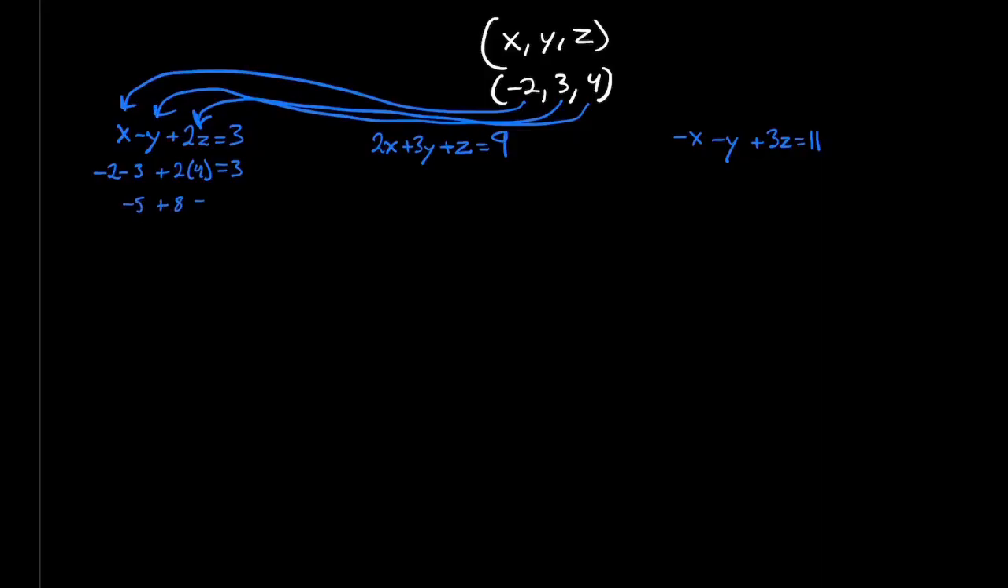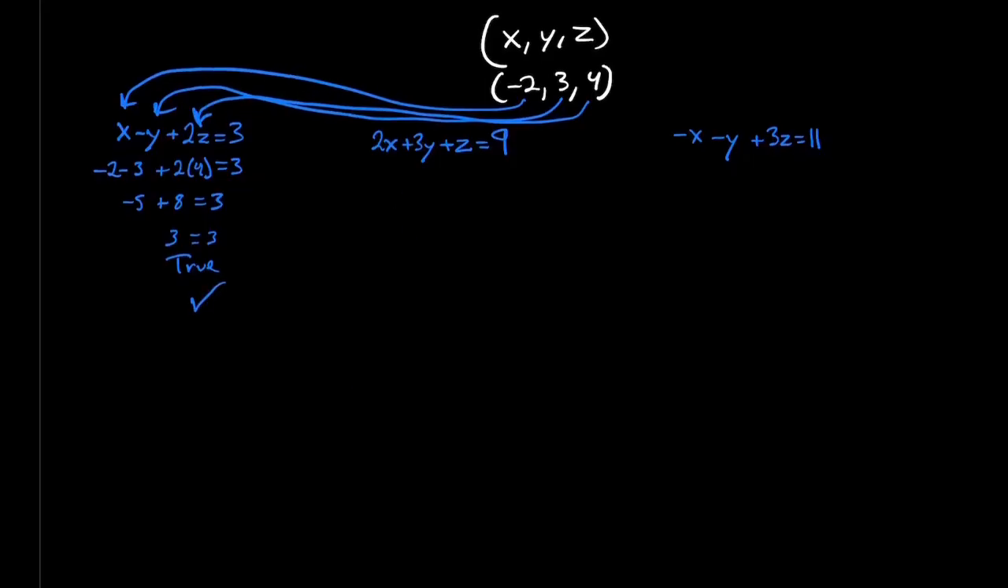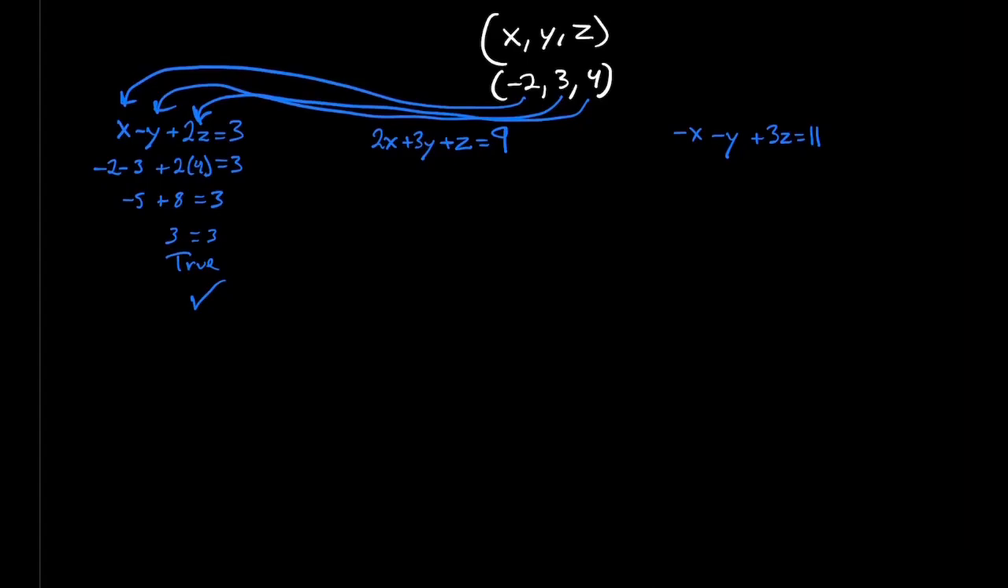This is like saying -5 plus 8, or 8 minus 5 is 3. So we have a true statement. Everything's good for this one. Now we have to check the second equation. Or, you don't have to do the step. It's optional, but I would recommend doing it so that you know that you have the right answer.